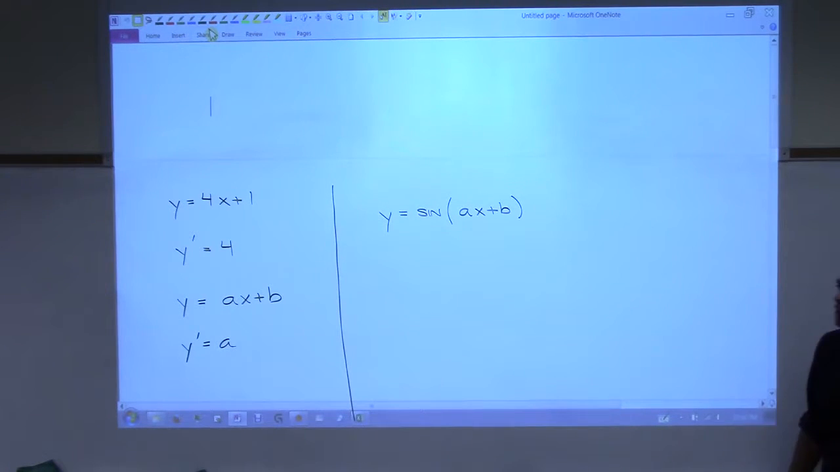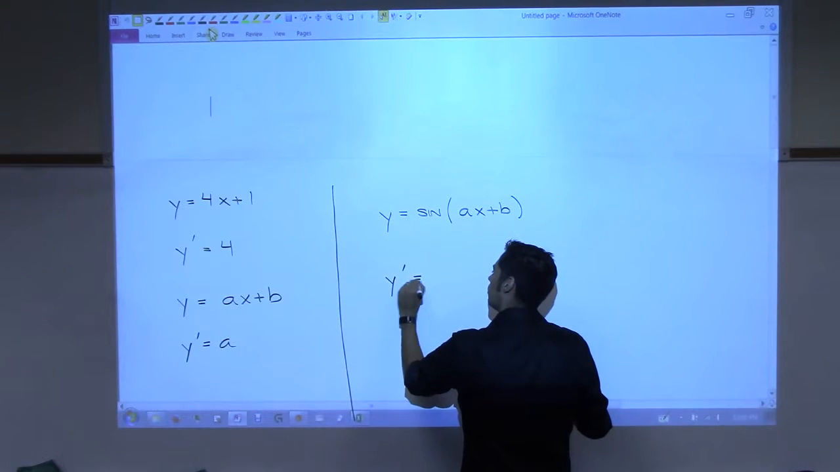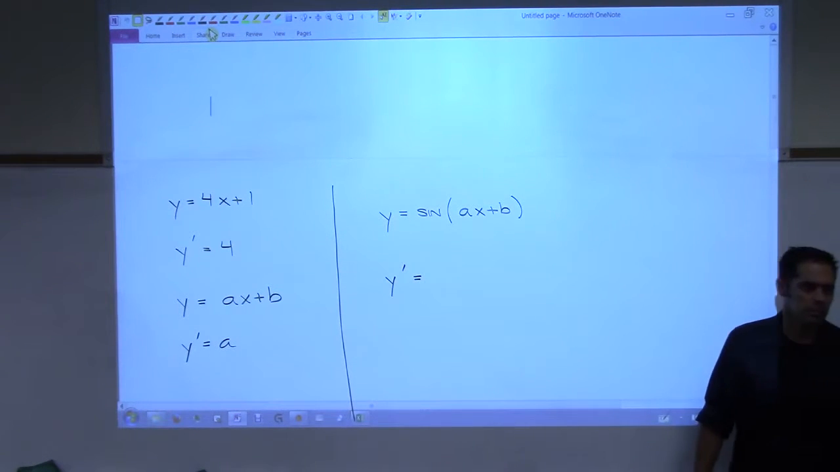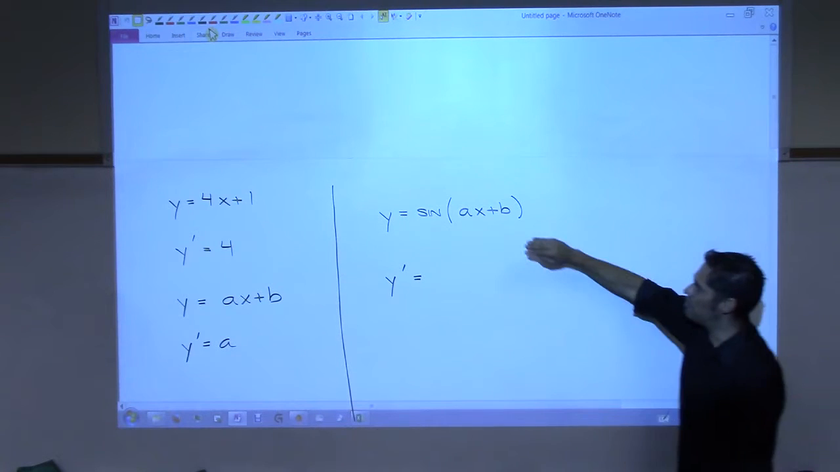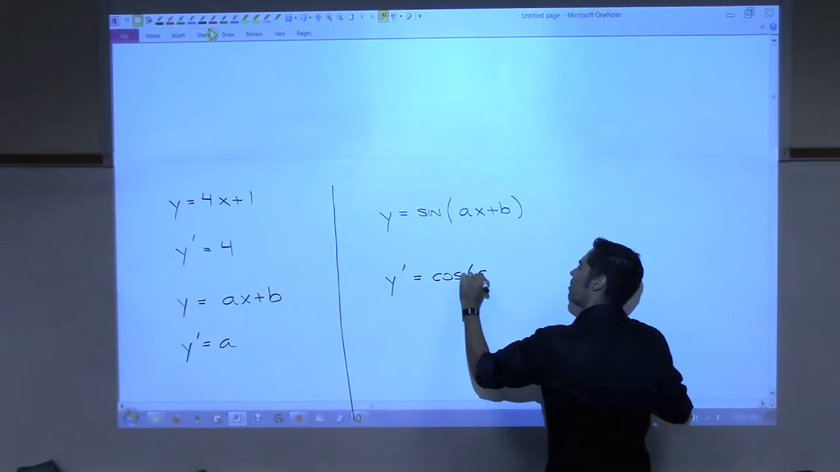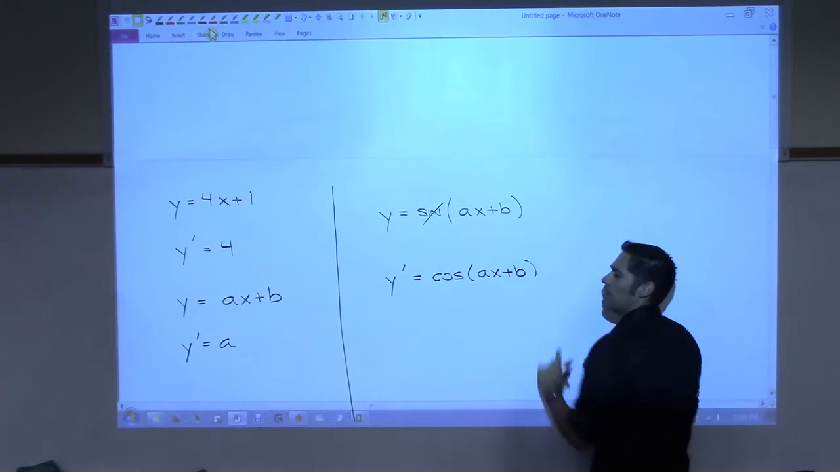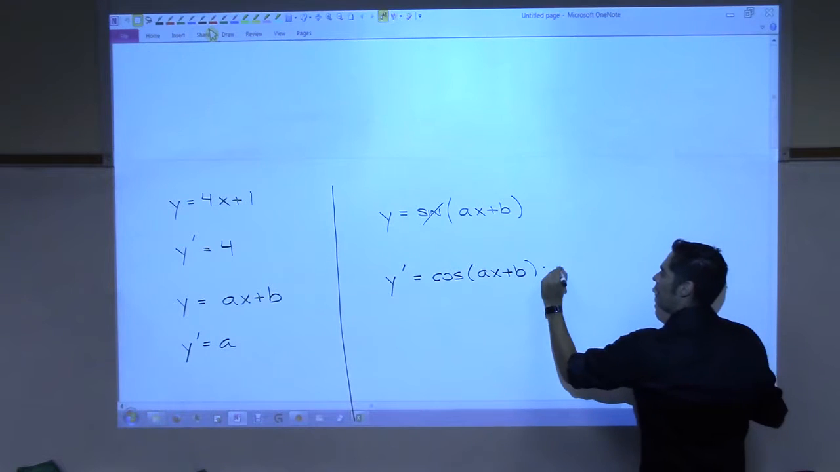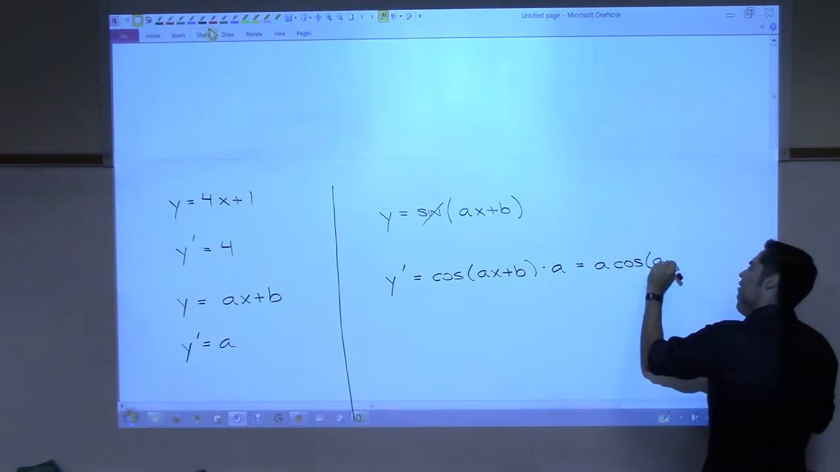Anytime you have sine of a linear expression, what is the derivative of it going to be? Cosine of everything in there times a. Right, so this is where you would cover this up. What's the derivative of sine of something? That would be cosine of that something. But then you go inside, right? You've done that, you go inside, derivative of that would be a. And so you can move the a out front. You could write a cosine of ax plus b.